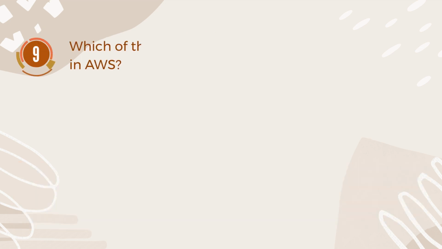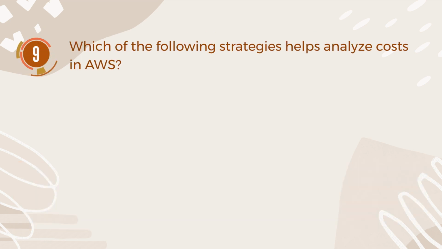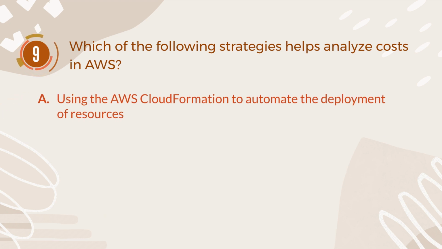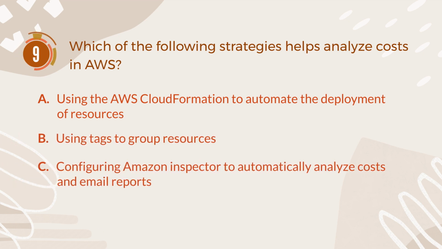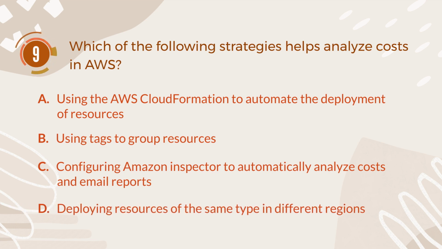Number 9. Which of the following strategies help analyze costs in AWS? A. Using AWS CloudFormation to automate the deployment of resources. B. Using tags to group resources. C. Configuring Amazon Inspector to automatically analyze costs and email reports. D. Deploying resources of the same type in different regions. The correct answer is B. Using tags to group resources.